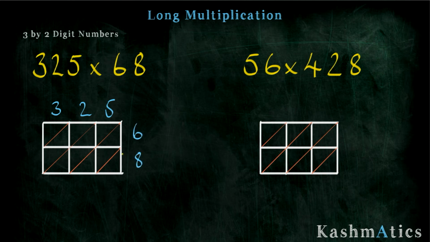And let's go and fill in the numbers inside the grid. So here we've got 5 times 6, which is 30, 5 times 8, which is 40, 2 times 6, which is 12, 2 times 8, which is 16, 3 times 6, which is 18, and 3 times 8, which is 24. And then we add along our diagonals.